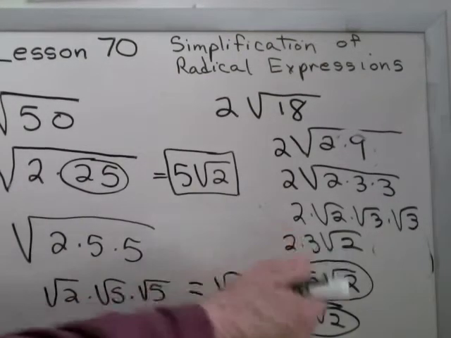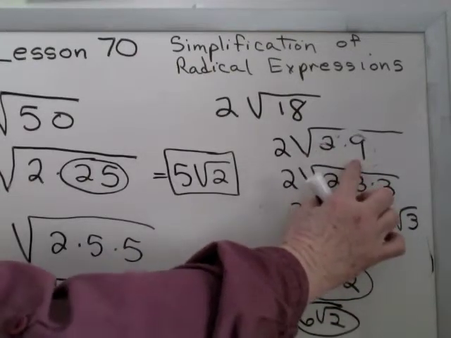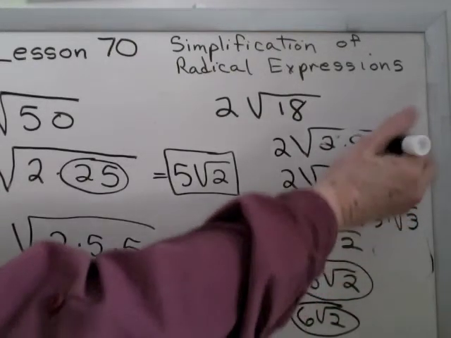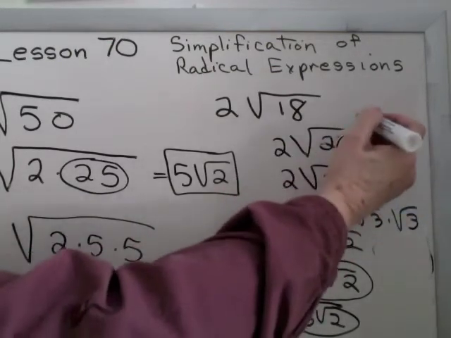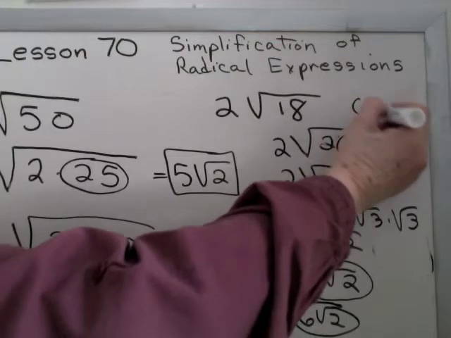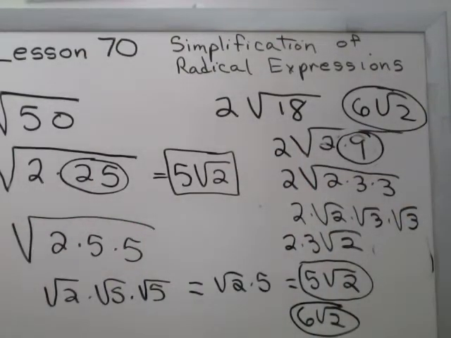Okay, so another method is to stop right here, and you notice that the square root of 9 is 3, so you can take it out right there, multiply it times that front. 3 times 2 is 6 root 2. Same answer, a little bit of a different method. So good luck on these.